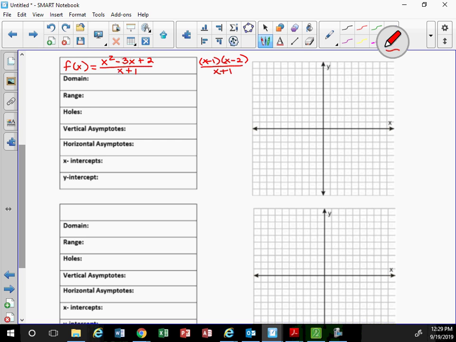So can we say none for holes? Everybody's okay with that? All right. Only one vertical asymptote this time. Where is it? Give me the equation. x equals -1. Okay. Draw that guy.